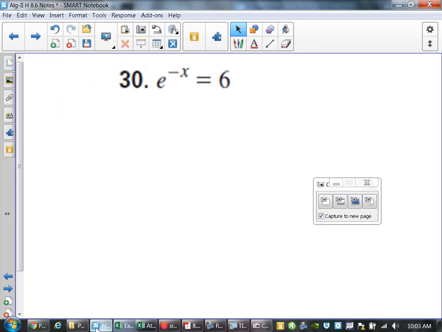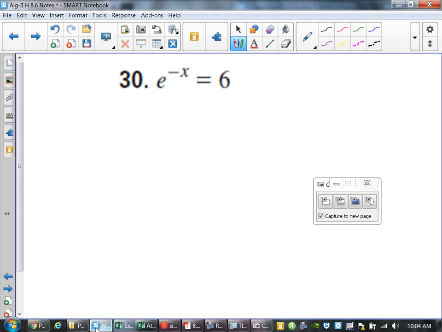All right, e to the negative x equals 6. I totally forgot to put a natural log or an e problem here for you. How do you undo e? Inverse. You natural log it. It's actually ln. It's the log of the natural base. Looks like an l, I always put it as a capital I.